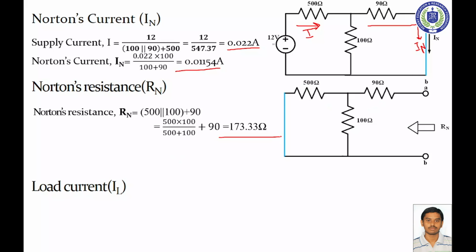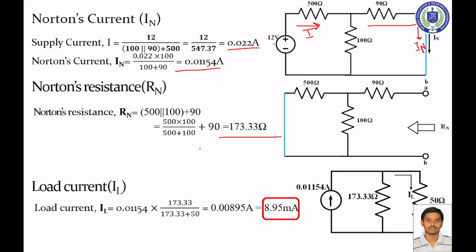And last is the load current. So put the values in our equivalent circuit. This is the IN, this is the RN, and this is the RL. So load current is IN into RN divided by RN plus RL. Putting in the values, we get 0.00895 ampere, and this is 8.95 milliampere.